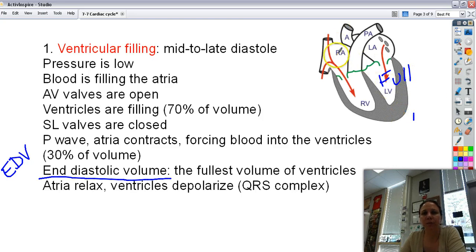At this point, the atria relax. And that causes the blood to flow back this way. But that's okay, because that causes the valves to close. So there should be no backwards flow of blood. Since the atria have now contracted, they need to relax. When they relax, the ventricles depolarize, and that causes a QRS complex on the ECG.